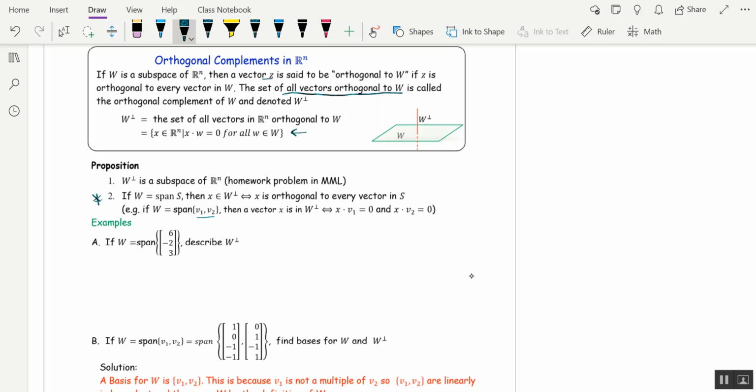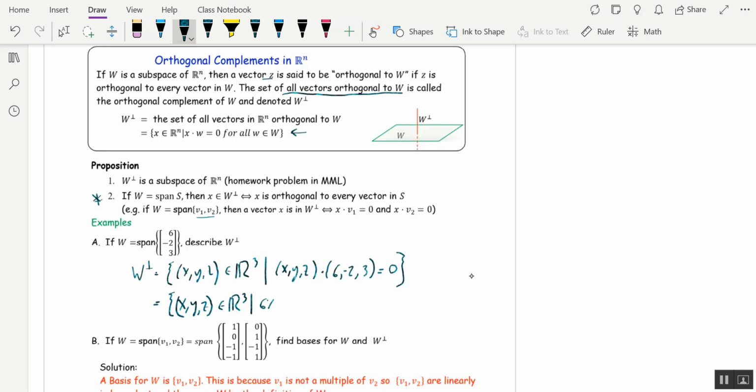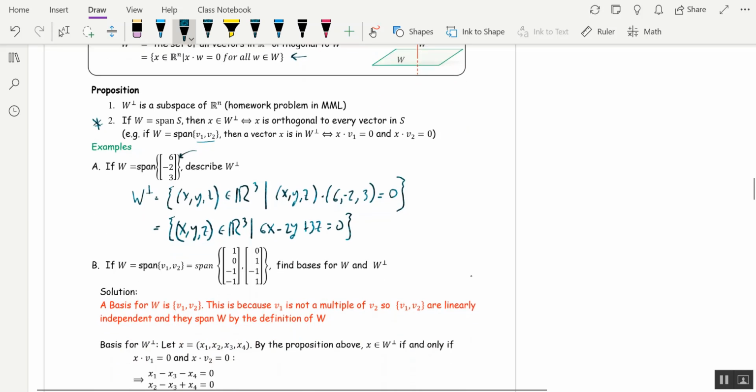The first one, if W is the span of this single vector, describe W Perp. So W is a subspace of R3. So W Perp is the set of all vectors in R3, I'll call it x, y, z, such that that vector x, y, z dot 6, negative 2, 3 is equal to 0. Since W is spanned by a single vector, I only need to check dotting against that one vector. And so I can further clarify that. That's the set of all x, y, z in R3, such that 6x minus 2y plus 3z is 0. Well, that's the equation of a plane. And that plane is orthogonal to the line spanned by that single vector. Okay, let's do a slightly more involved example.